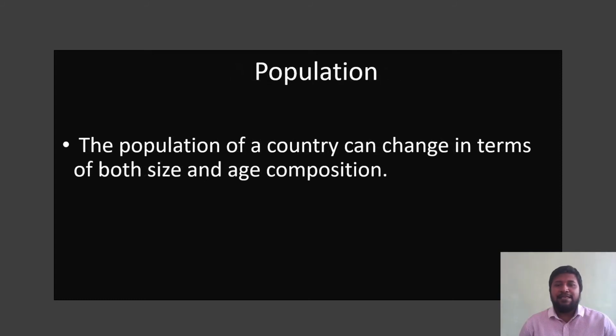Last but not the least, population also plays an important role in bringing changes to demand. In short, an increase in population usually increases the demand. A fall in population usually lowers the demand for most of the goods and services. It depends on both size and age composition. For example, if there is an increase in the number of people in a country, the demand for most of the products will increase. If there is an aging population, people tend to live longer.